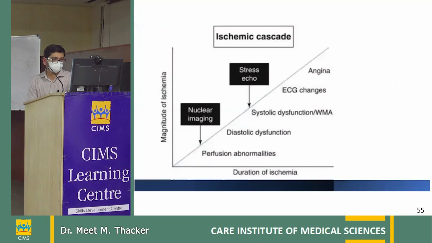The ischemic cascade. With increasing magnitude and duration of ischemia, we initially have perfusion abnormalities, which are better picked up by nuclear imaging. Then we have diastolic dysfunction. Then we have systolic dysfunction, which is picked up by echo. And then we have ECG changes, and finally, the patient will have angina.